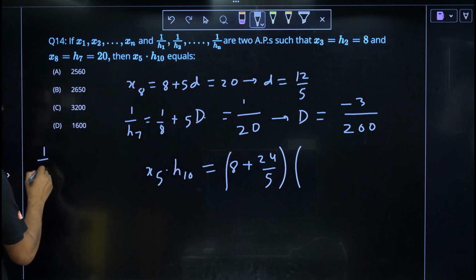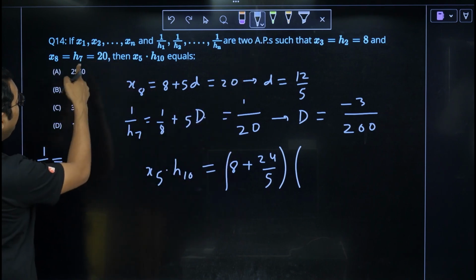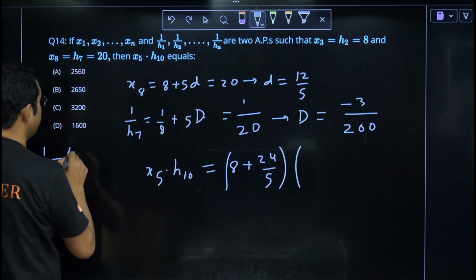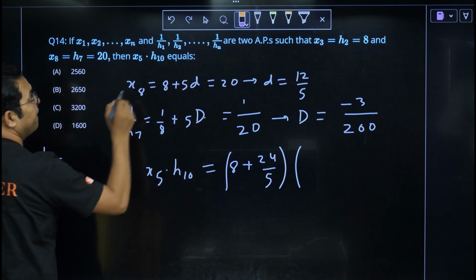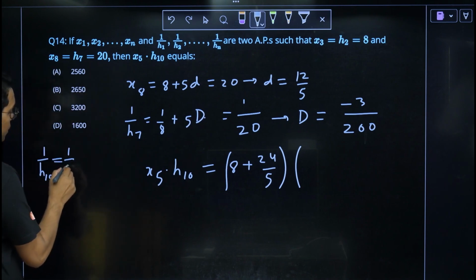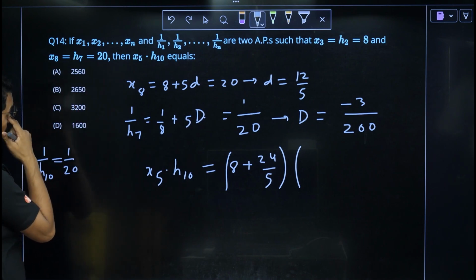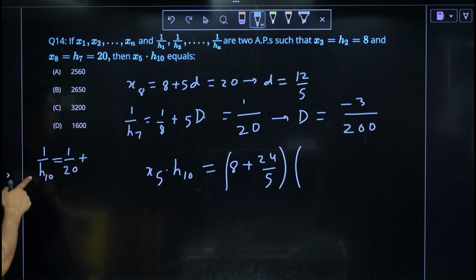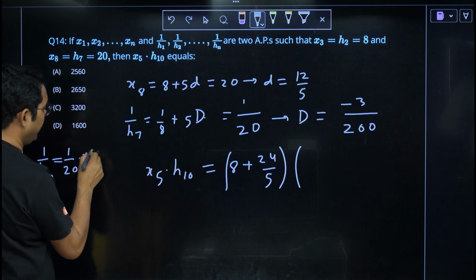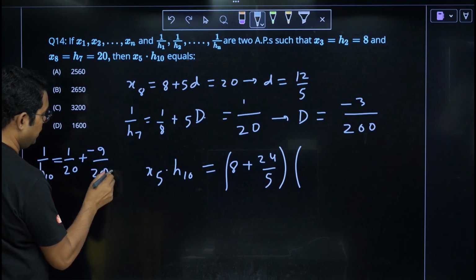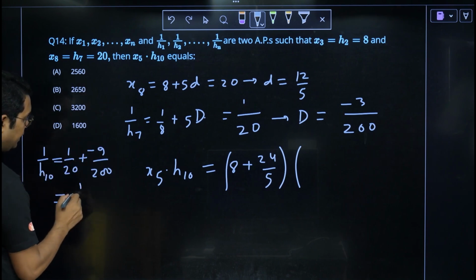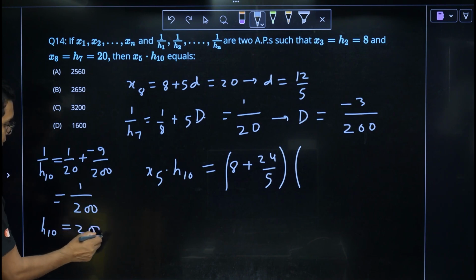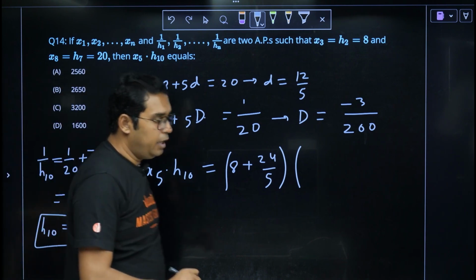1 upon H10 will be 1 upon H7, that is 1 upon 20, plus 3D. Plus 3D, because we are looking for 1 upon H10. So 3D means it will be minus 9 upon 200. We can take 200 LCM, so 10 minus 9, so 1 upon 200. So my H10 will be equal to 200. We will put this H10 here and we will get the answer.